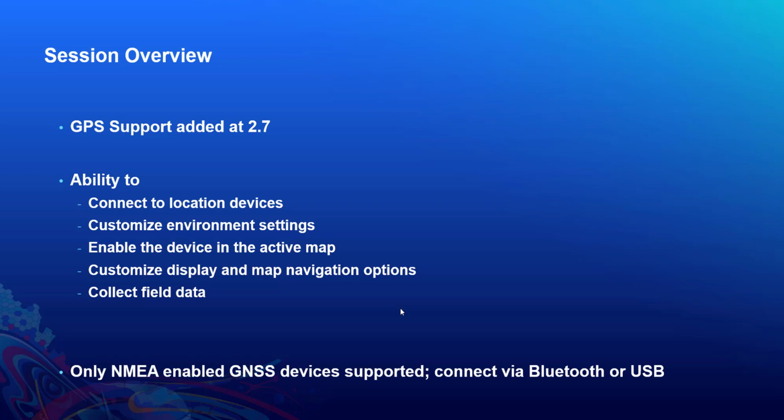GPS support was added to ArcGIS Pro at the 2.7 release. The API allows you to connect to location devices, customize environment settings such as accuracy threshold, enable the location device in the active map, customize display and map navigation options such as zooming or panning to the current location or ensuring that the device location is centered in the current map extent, and of course collecting field data. Note that only NMEA-enabled GNSS devices are currently supported, with connections via Bluetooth or USB.